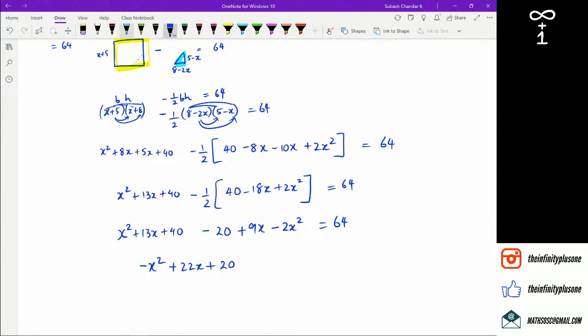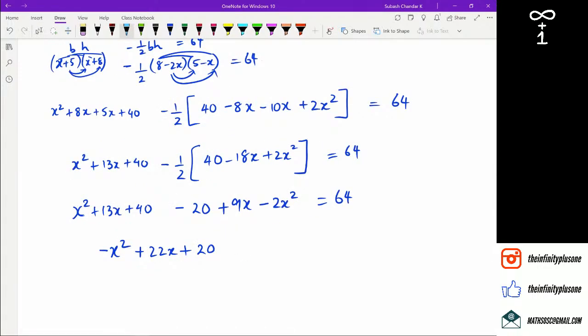I feel like I've done a mistake somewhere. I hope not. And all of this is equal to 64. Sorry guys, I'm just double checking my work here. Something doesn't feel right. Why doesn't it feel right? It's all right, I'll just keep going. Let's see what happens.